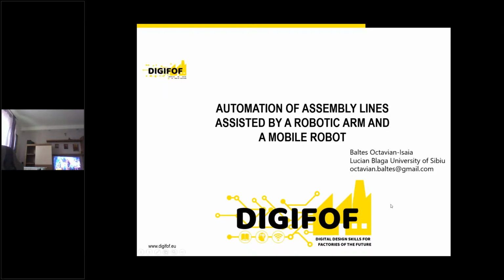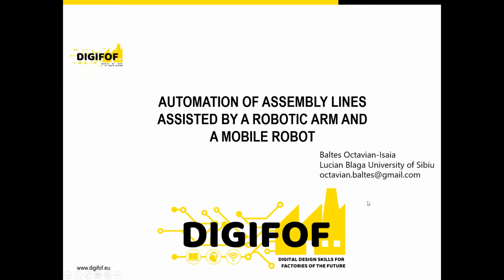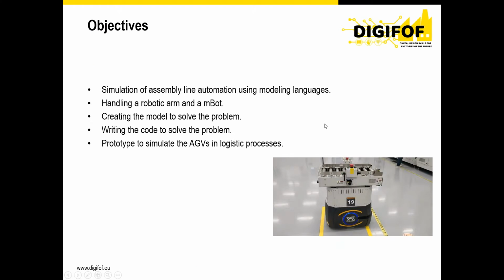And my idea of project is how can we automate the assembly lines with the help of an mBot and a robotic arm. Okay, and the objectives for this project are to replace, for example, the AGVs in an industry, in a company, with mobile robots, all controlled remotely, and replace humans with smart robots.